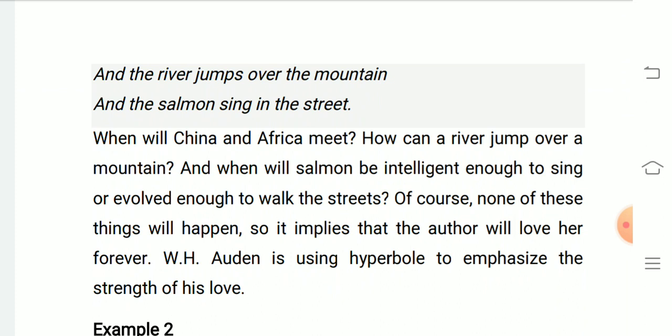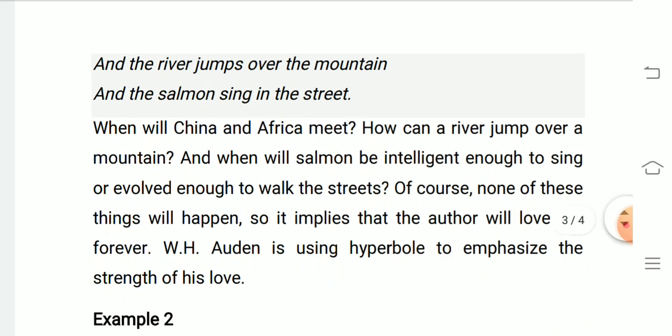Of course, none of these things will happen. So these claims are not meant to be taken literally. It implies that the author will love her forever. W.H. Auden is using hyperbole to emphasize the strength of his love.